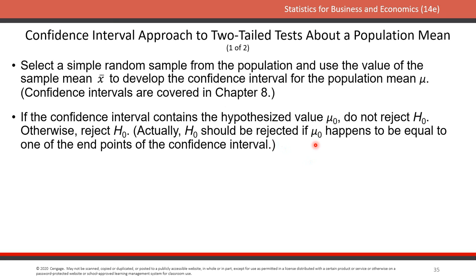Just think about it: if mu 0 is in the interval, fail to reject. That is, we don't have enough evidence to reject the null hypothesis. We don't have enough evidence to think something interesting is going on. If mu sub 0 is not in the interval, then we can reject that mu sub 0 hypothesis. And we do have enough evidence to believe that something interesting is going on.